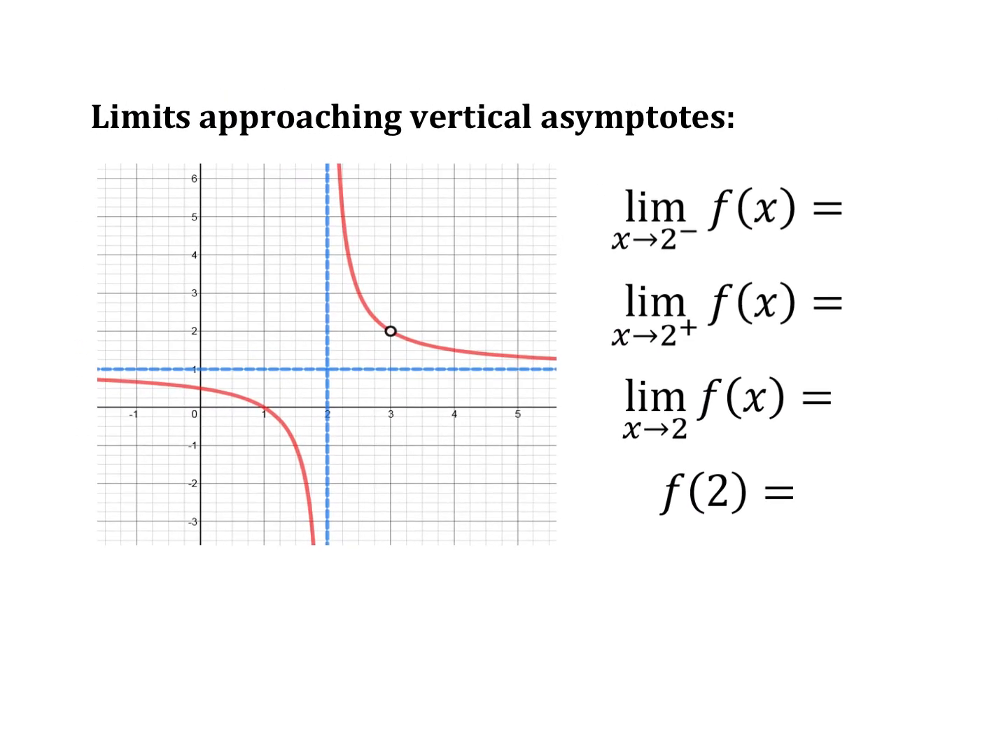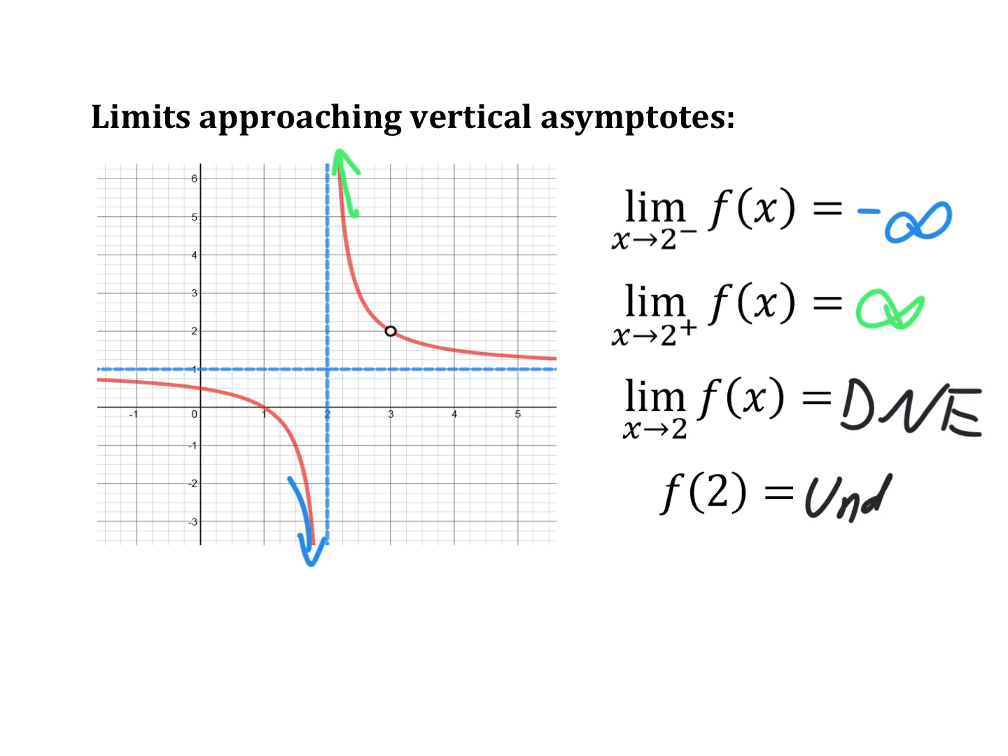What about vertical asymptotes? We have as x approaches 2 from the left and from the right. So as we approach 2 from the left, it looks like it's going down forever. So that'd be negative infinity. As we approach it from the right, it looks like it's going up forever. Well, that's positive infinity. Those don't agree. So that overall limit does not exist. f of 2, since it's an asymptote, is undefined.